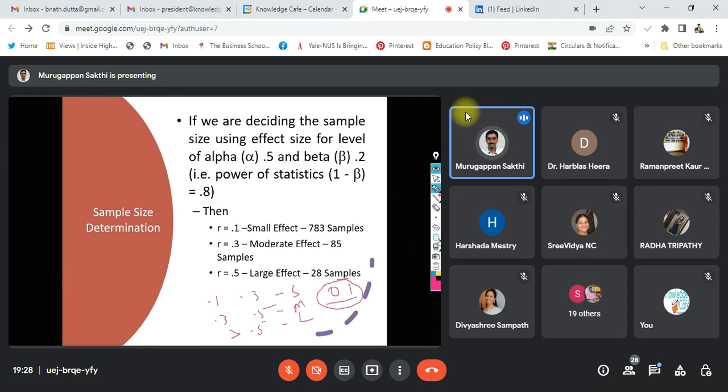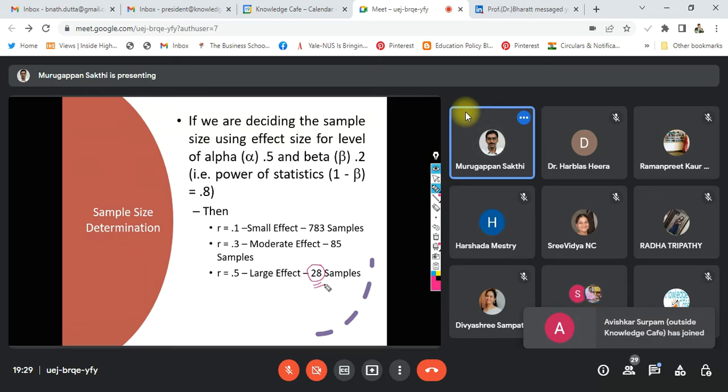See, what Fisher says is, if it is a large effect, how many samples are sufficient? Tell me, how many samples are sufficient if it is a large effect? 28, sir. More than sufficient. There is no need to take more than 28 samples. If it is a moderate effect, how many samples are required?